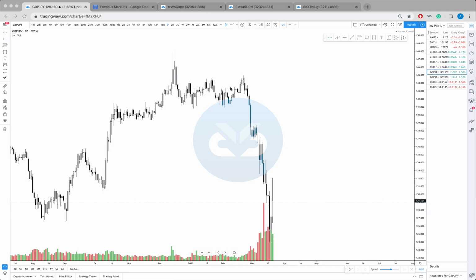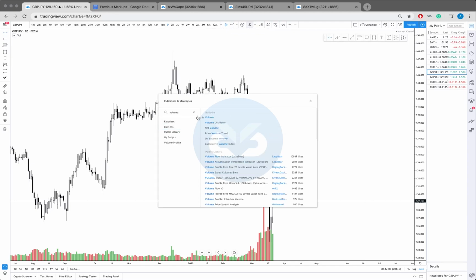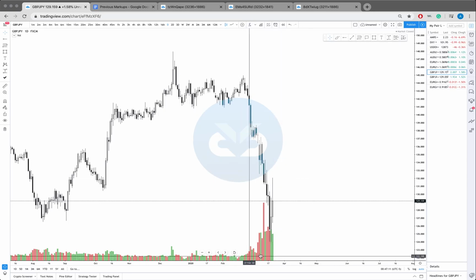Two, it's a good little reference to have when you know how to use it, and we're gonna get to that right now actually. So the volume that I use is just your basic, where is it, indicators? You just look up volume, and it's the first one. That's the one I use, and these are the colors that I use.